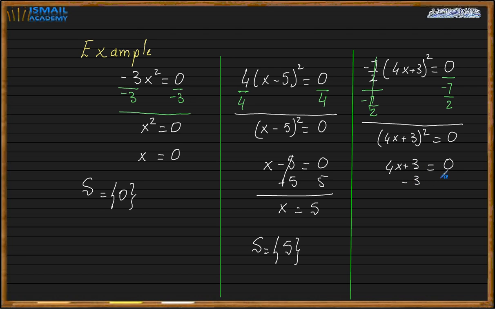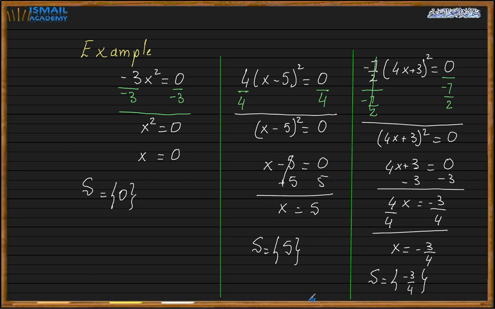So I minus 3 both sides. I got 4x equals minus 3, then divide by 4, which means that x will be equal to minus 3/4. So my solution will be just minus 3/4. So those are the type of equations we're gonna see for the first case.